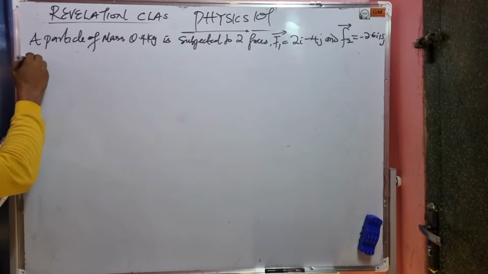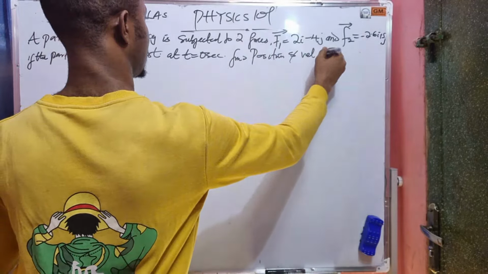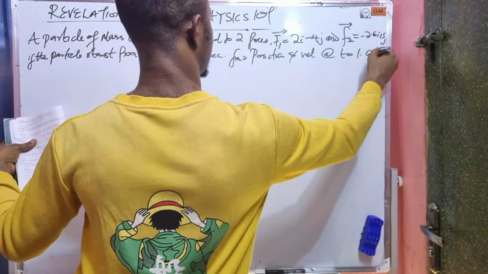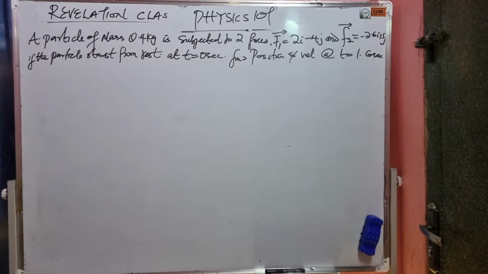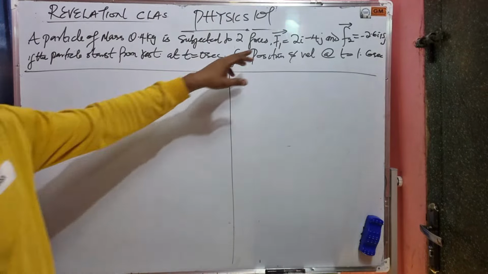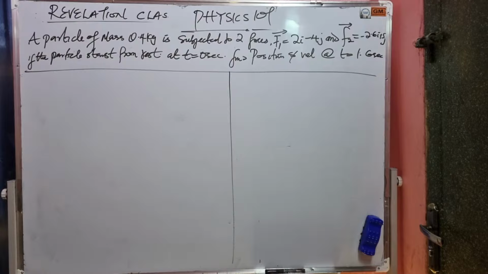If the particle starts from rest at the origin at t equals 0 seconds, find its position and velocity at t equals 1.6 seconds.